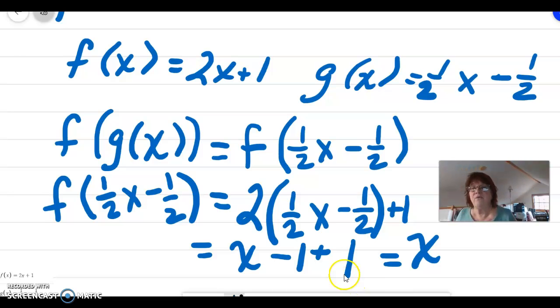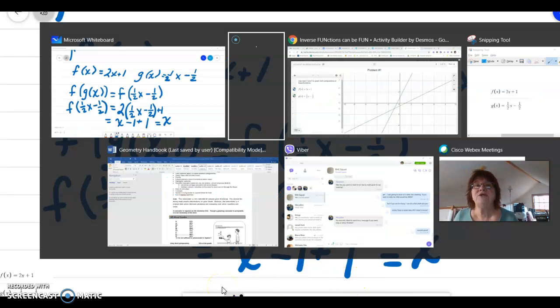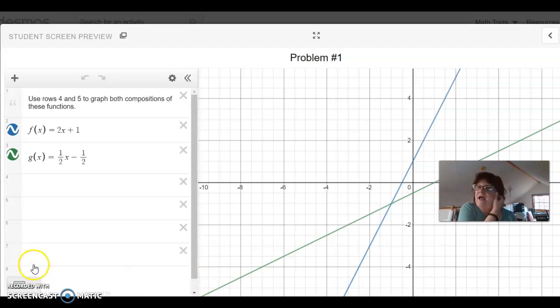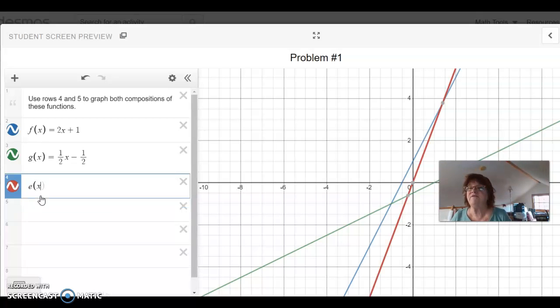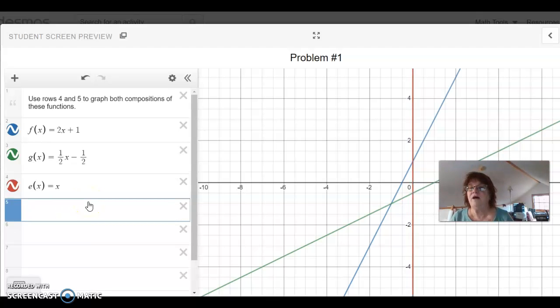Okay, so now we're going to go back to Desmos, and we're going to put in a new function that we can name anything. Let's call it e for Ellen. E of x, and I'm just typing here, I just clicked and typed, right, is equal to x. So there is my formula, and why isn't it graphing? I don't know.